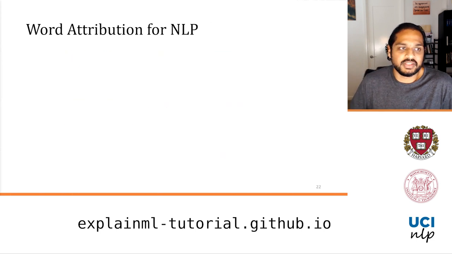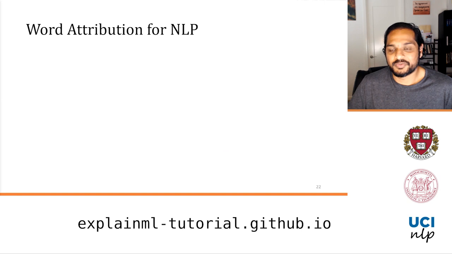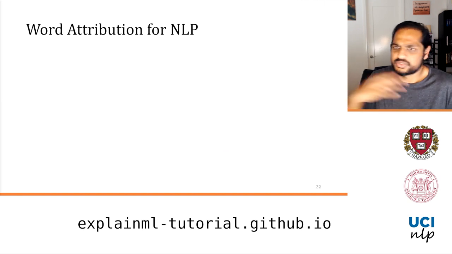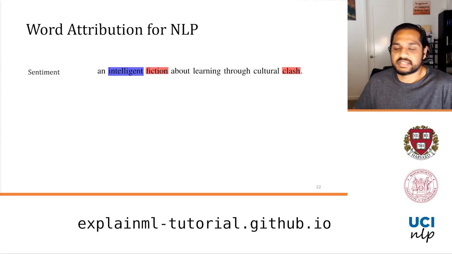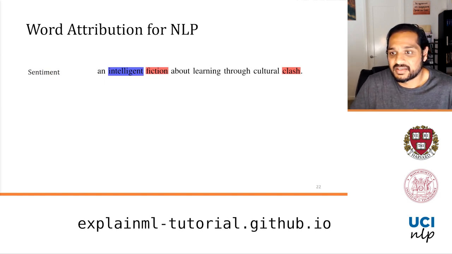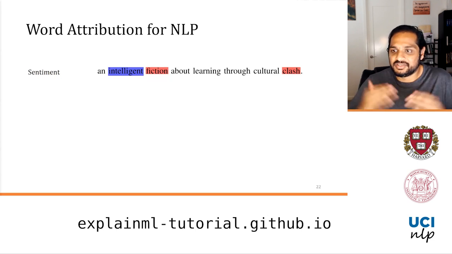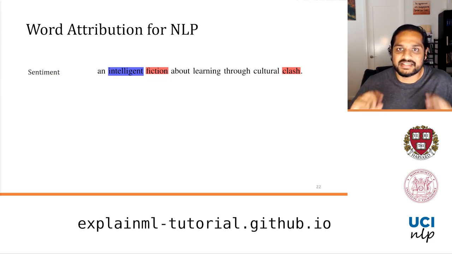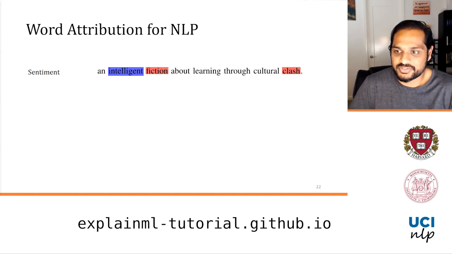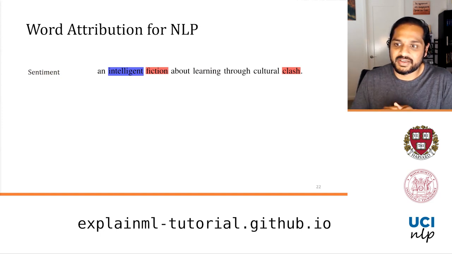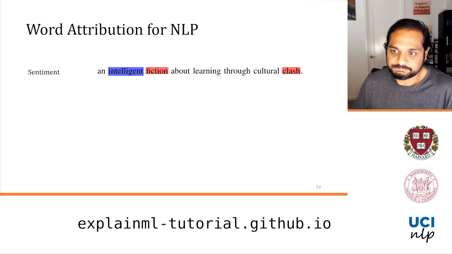So given all of these things, let's look at a few examples of what people have done. I'm going to show you just a bunch of examples. First, I'll show you some for what word attribution looks like for NLP. So say you're doing sentiment analysis, and here's a review: an intelligent fiction about learning through cultural clash. The red ones are making this review seem negative, and the blue ones are making this review seem positive. So this is identifying which words in this input lead to which direction, which polarity.